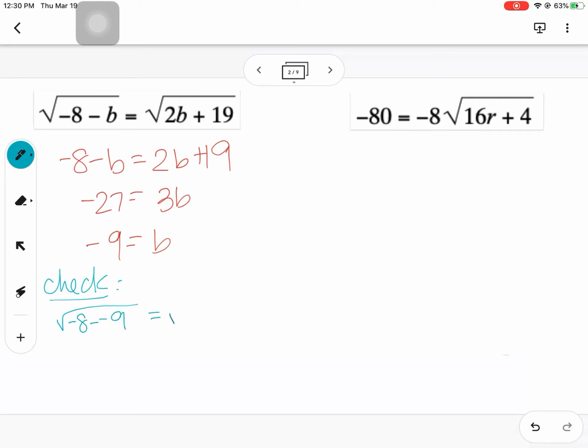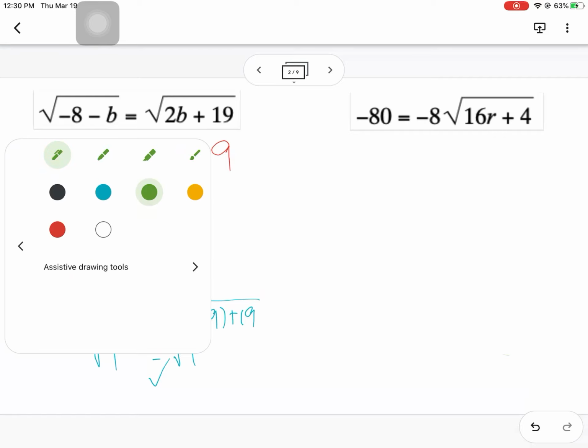So when I plug in negative 9, it looks like this. And I'm going to do both these sets of math. So negative 8 plus negative 9, minus negative 9, which is really plus, gives me just the square root of 1. On the right side, 2 times negative 9 plus 19 gives me also the square root of 1. Those are positive and they're the same. So that means negative 9 works.